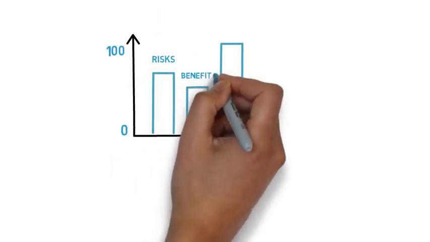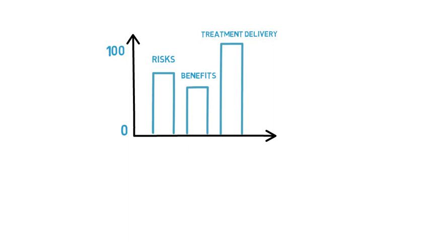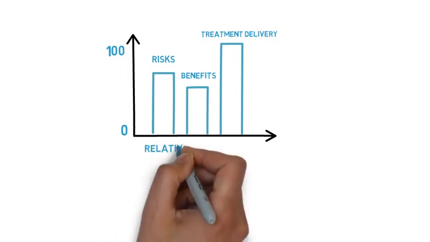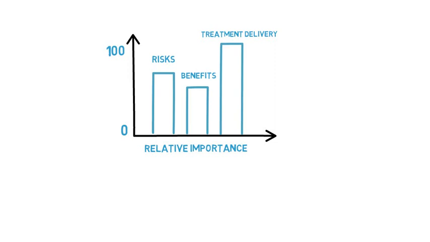In this case, the attributes are the risks, benefits, and treatment delivery. Once again, in a discrete choice experiment, the researcher would try to determine which of these attributes are most important to a participant by showing them multiple scenarios. And by doing this, the relative importance of each attribute can be calculated. Ultimately, these methods can be used to provide us with valuable information on patient preferences. We have discussed the importance of patient preferences and how to elicit these preferences using preference-based methods.